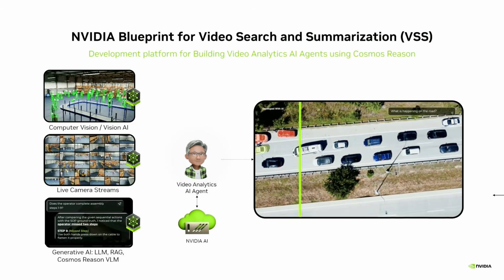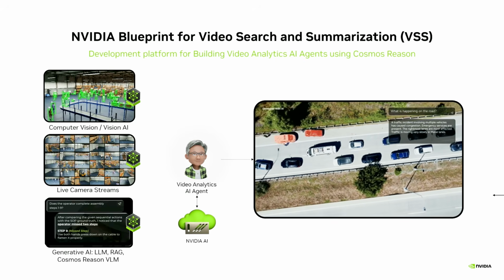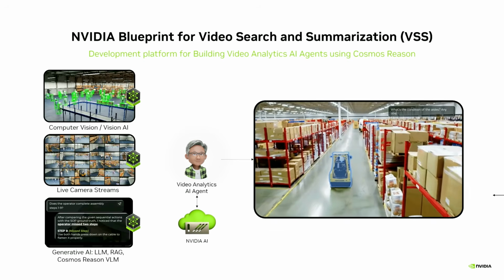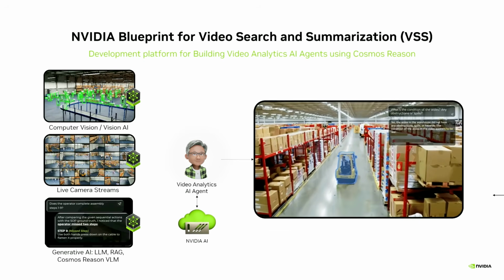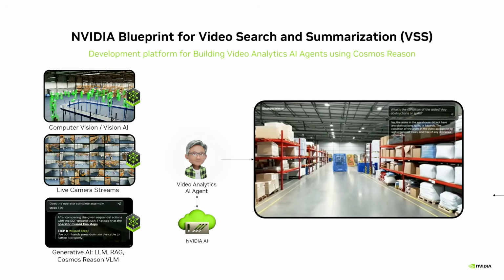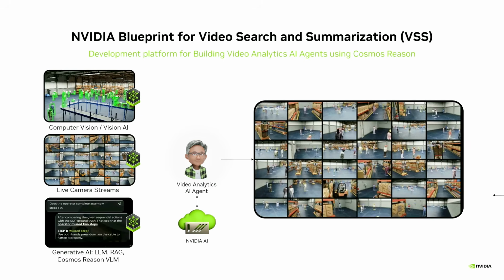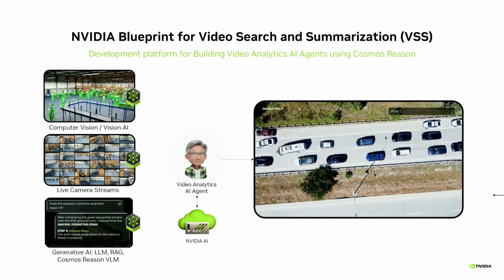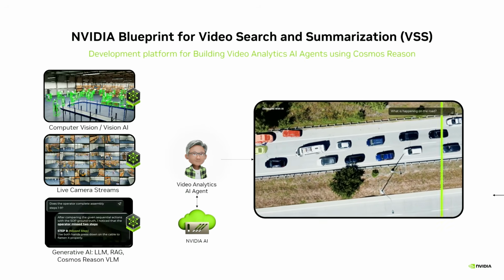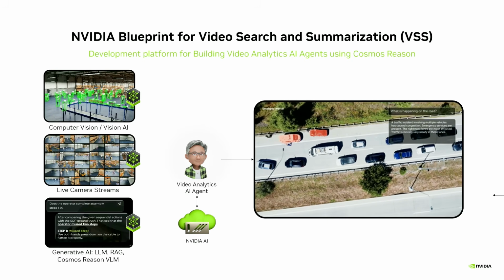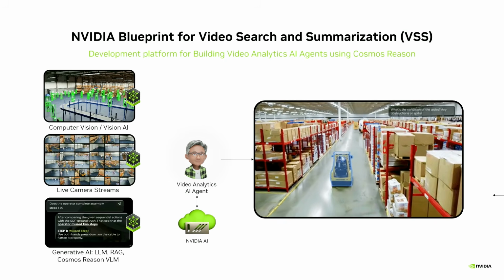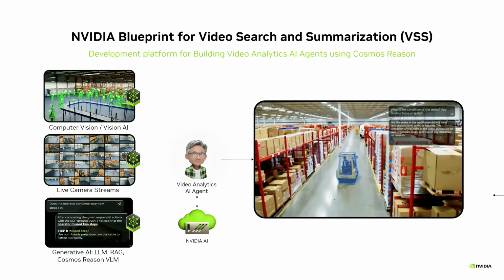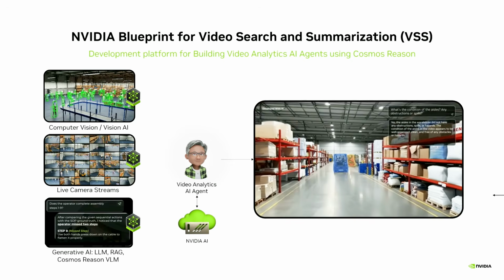And we have a blueprint for video search and summarization. So you can see that you might have a factory with so many cameras. How do you identify all the critical events, whether the workers are following the safety protocols? We can use the understanding capability built into Cosmos to help you do it at scale. It can be many live camera streams, and we can ask the VSS to see whether there are events that need your attention.